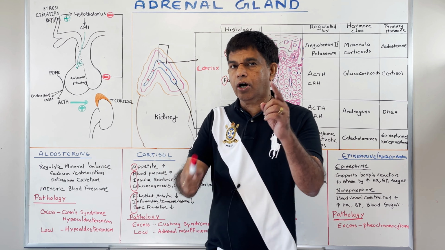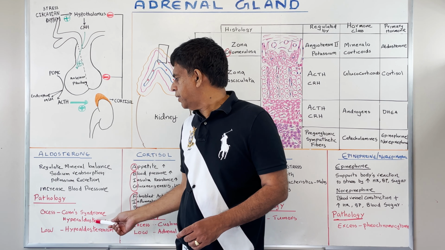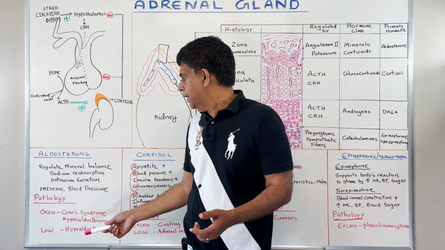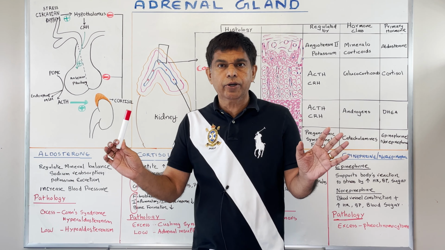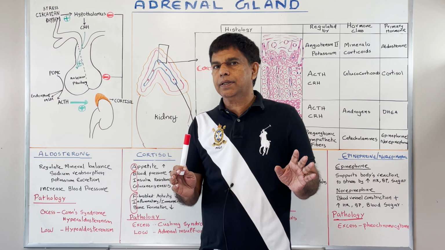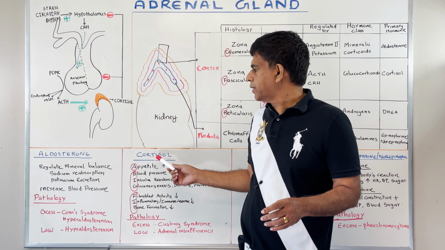You got excess, you got Conn syndrome, my friend, which is hyperaldosteronism, and then if it is low, you got hypoaldosteronism, which will come back in detail. Don't worry about it now, but at least good to know the excess and the low. Now let's look at cortisol.